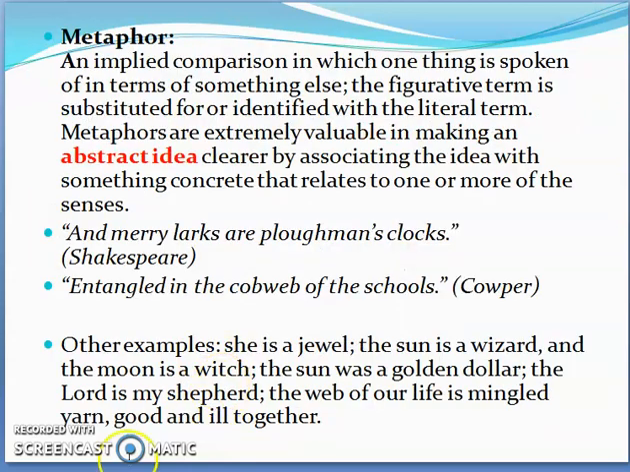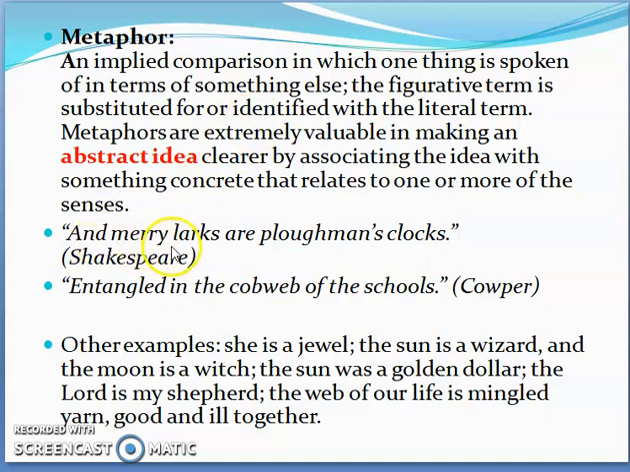The second type of comparison is a metaphor, an implied comparison in which one thing is spoken of in terms of something else. The figurative term is substituted for or identified with a literal term. Metaphors are extremely valuable in making an abstract idea clear by associating the idea with something concrete that relates to one or more of the senses. So here obviously it is more like a simile, but without the direct comparison using the words like or as.